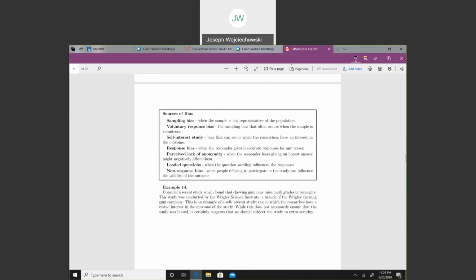Okay, then we talk about some bias, sampling bias, sources of bias. Sampling bias is when a sample is not representative of the population, like the previous example, polling voters by going to the Democratic National Convention and just polling those people. Voluntary response bias is the sampling bias that often occurs when a sample is volunteers.